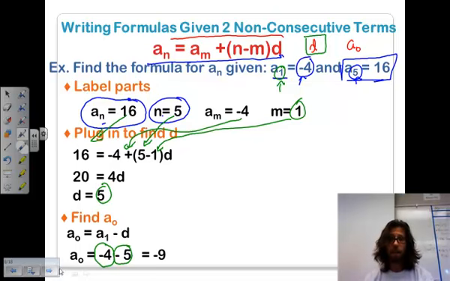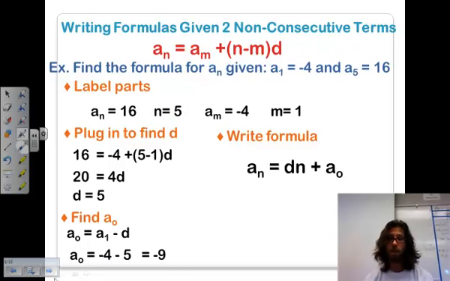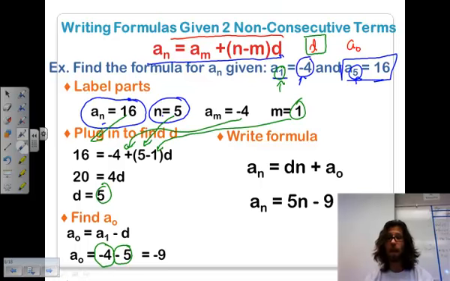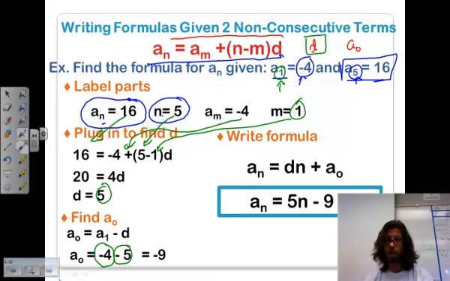Now we get that A sub 0 is -9, and we just write out our formula. A sub n is equal to D times n plus A sub 0. We plug in those values that we just found, and we wind up with A sub n is equal to 5n minus 9.